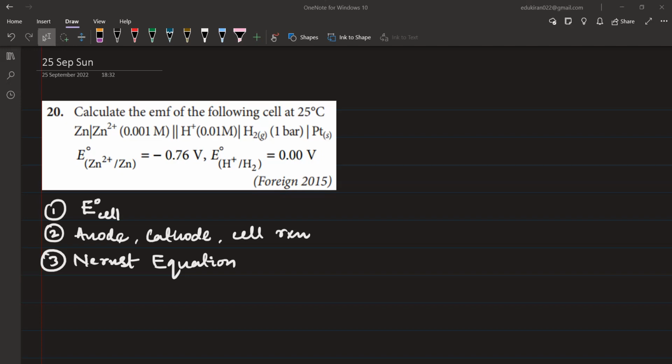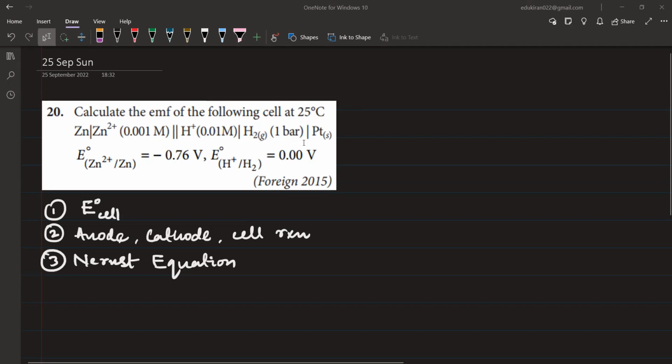Sir, with the PT, what are we supposed to do? I cannot hear you. Can you speak properly, Rifat? Speak a little louder. With the PT, what are we supposed to do? Oh, PT. PT is just an electrode. It is an inert electrode. It does not react.